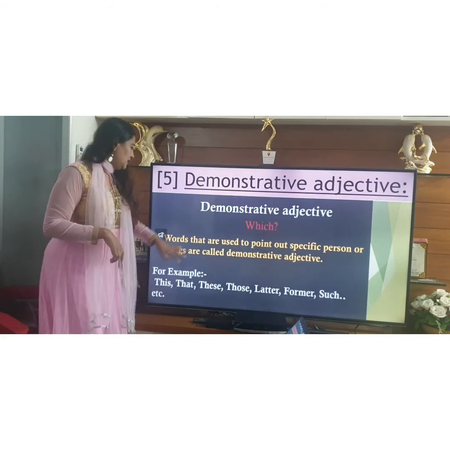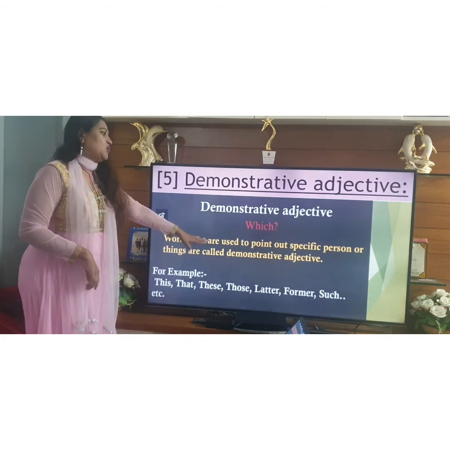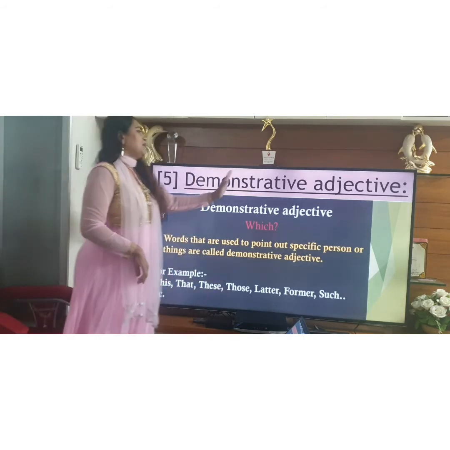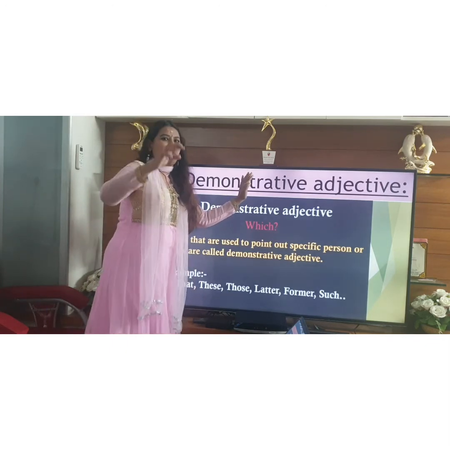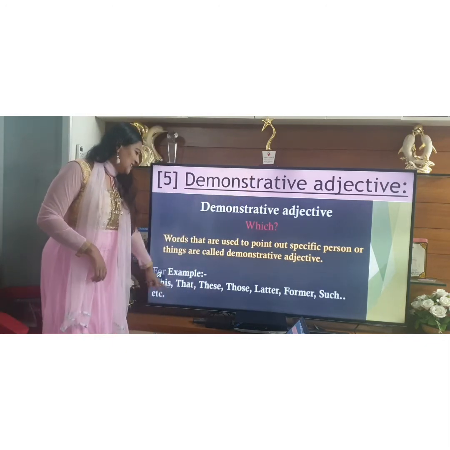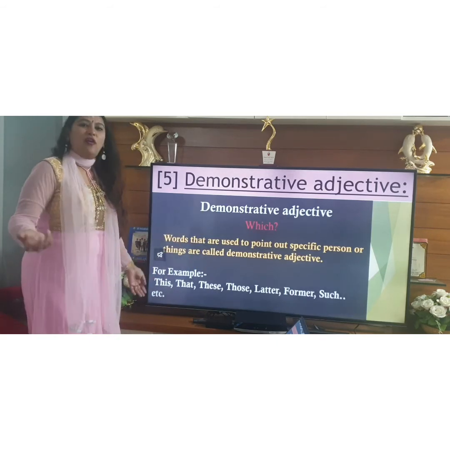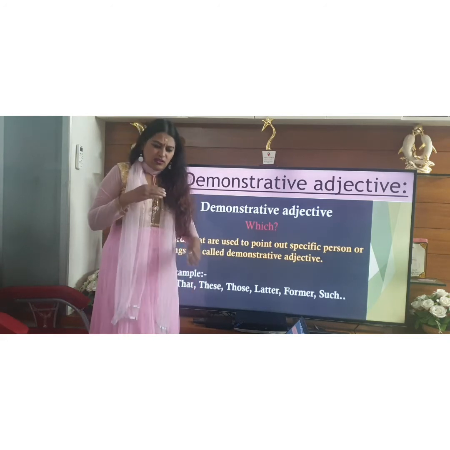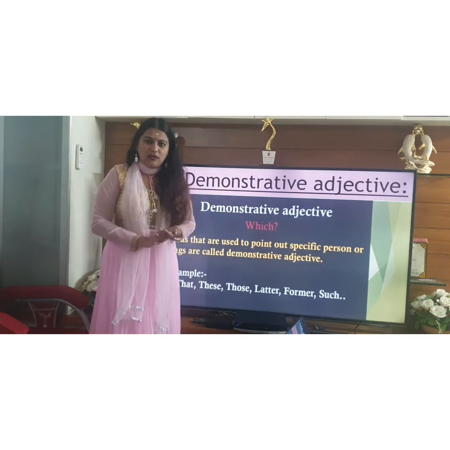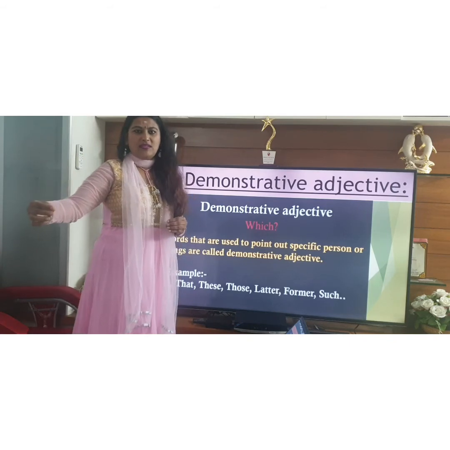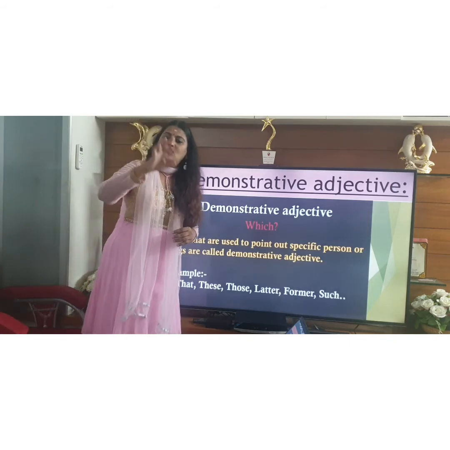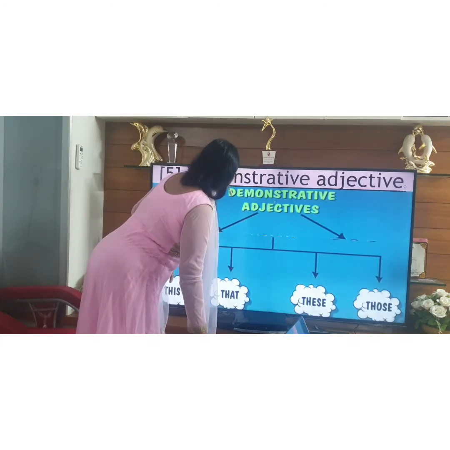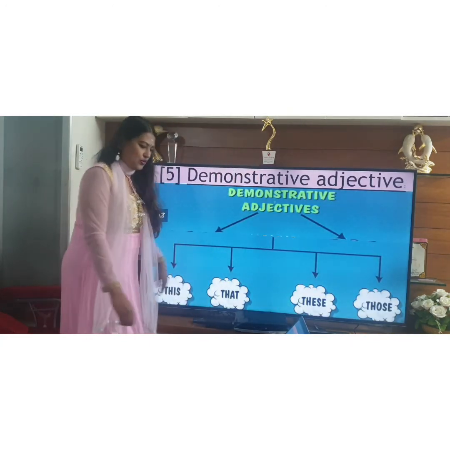Words that are used to point out a specific person or thing are called demonstrative adjectives. Remember the demon: the demon should come out. This, that, these, those, later, former, such, etc. All these things are used. This we use for the thing which is near to us. That we use for things which are away from us. Same for plural: these and those.